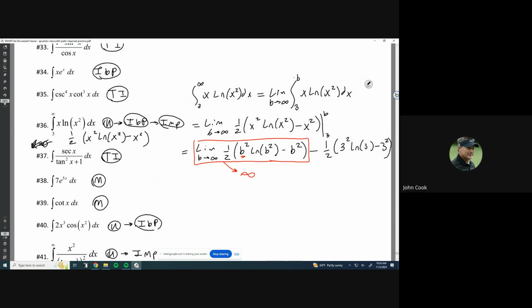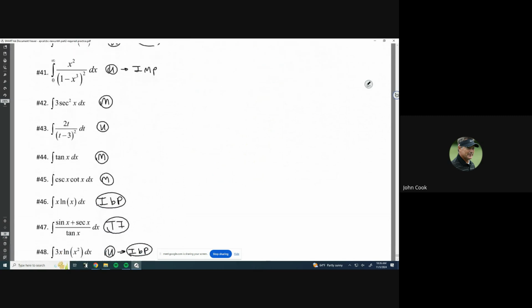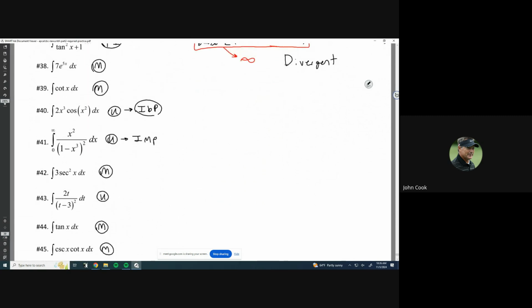So that means that since it goes to infinity, this is a bad case, right? So we just stop right there, and we say that this is divergent, or diverges. Okay, so that's number 36. That's a pretty easy one, diverges. And then the last of the improper integrals is going to be this one, number 41.